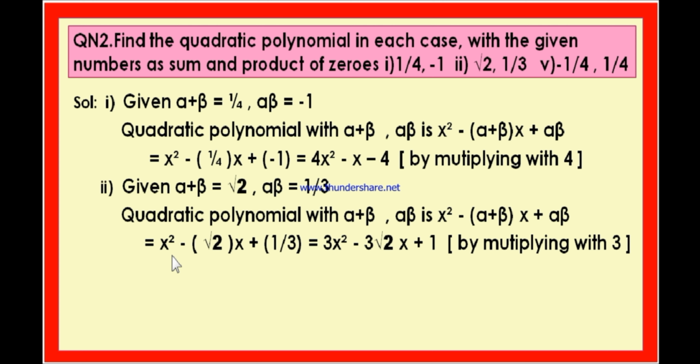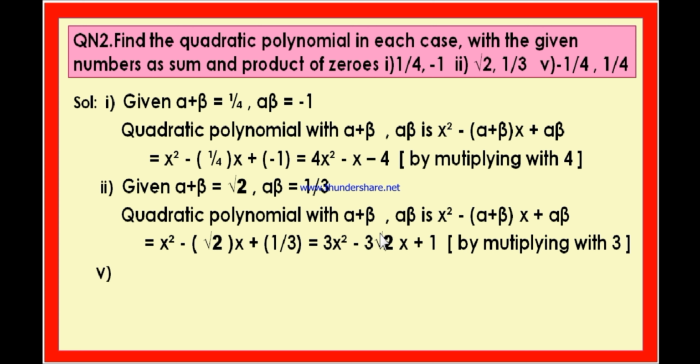Again you can find 3 in this denominator. Therefore let us multiply all these 3 terms with 3. If you multiply all these 3 terms with 3, 3 into x square is 3x square, minus 3 into root 2, 3 root 2 x, plus 3 into 1 by 3. This 1 by 3 and 3 will be cancelled, you will get 1. We got this polynomial by multiplying this polynomial with 3.